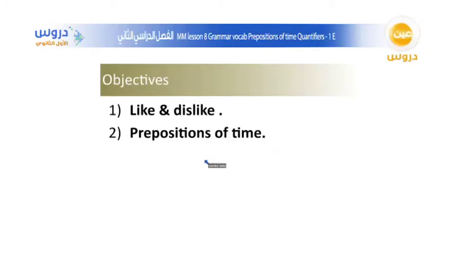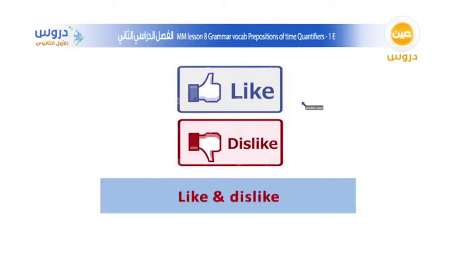Very good. Number 2, we will talk about prepositions of time. The first one is like, the second one is dislike. You're correct. Number 2, preposition of time. Now, like what Muna has written here: this is like and dislike. Things you like and things you don't like.